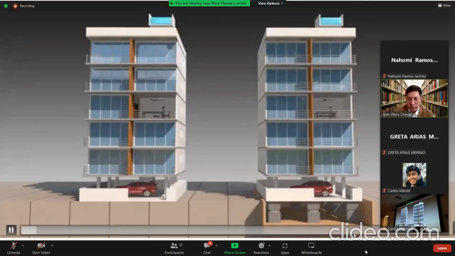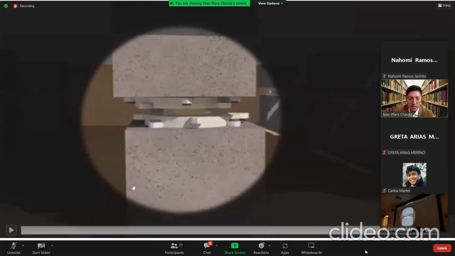This is the special device. The special device is part of the seismic isolation system.